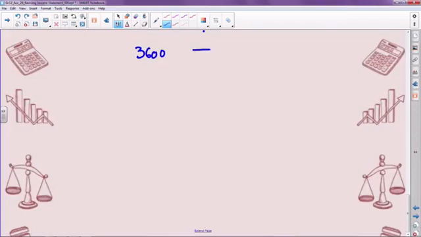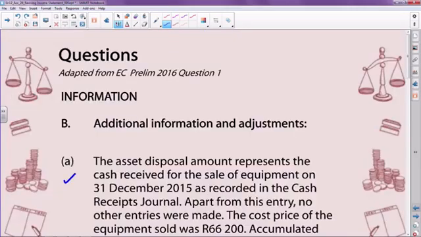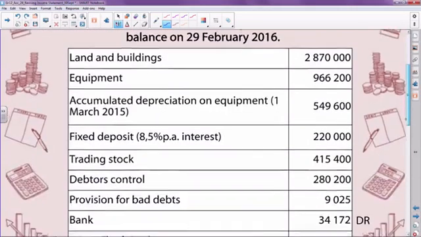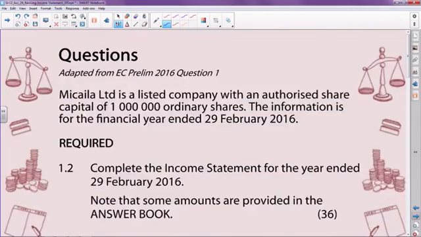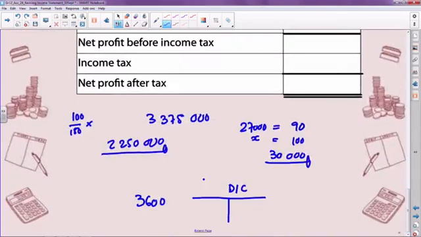Okay, let's extend our page. We've got our 3,600, and it's the debtors control that we're talking about. In my debtors control, if I look at my figure, where's my debtors control? 280,200 was my balance in debtors control. Debit my debtors control with the full amount of 3,600, because the entire amount has to be reversed back to debtors control. One part of my problem, but not over yet.